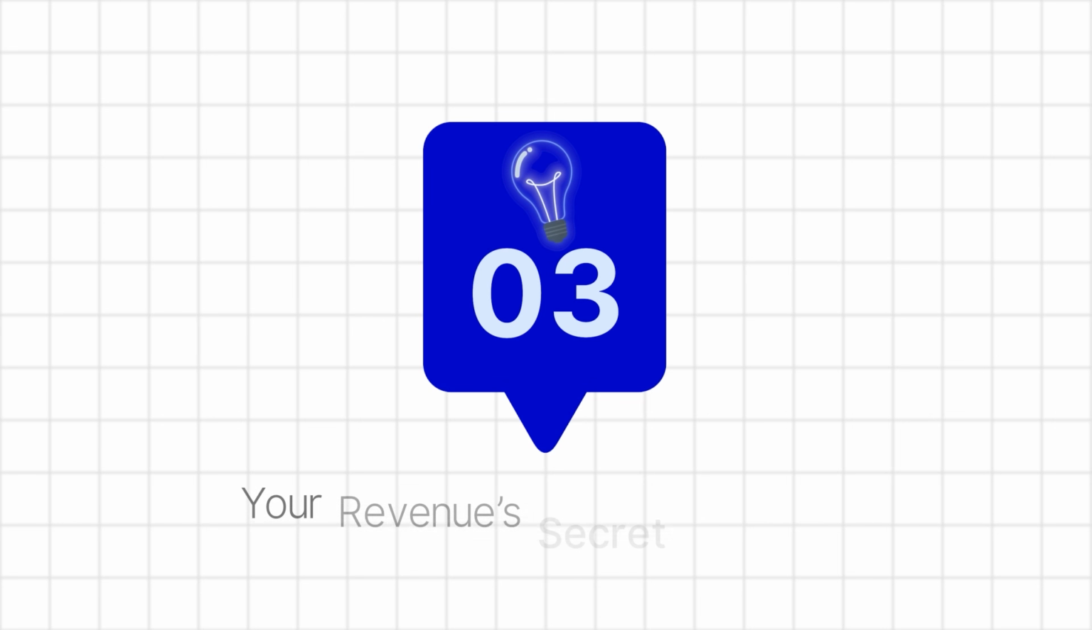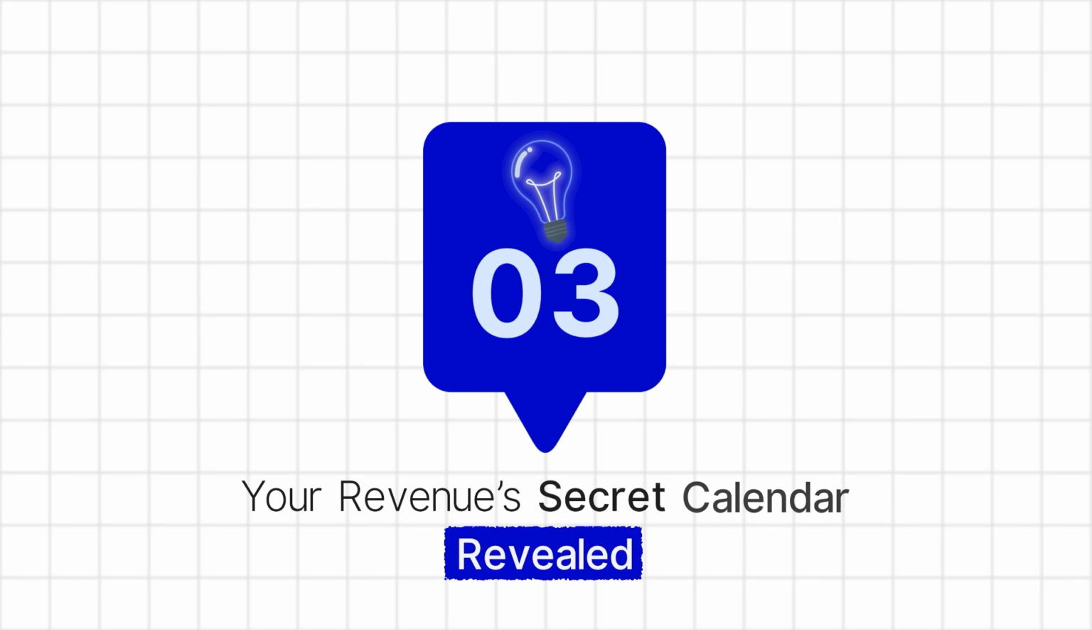Tip 3, your revenue's secret calendar revealed. Let's talk about this next one. I'm going to explain to you why it's important to uncover your revenue's hidden calendar before making forecasting or budgeting decisions. Because if seasonality is not quantified properly, your projections will be mistimed. So this step helps you understand better when the business naturally peaks and dips using normalized, defensible comparison.